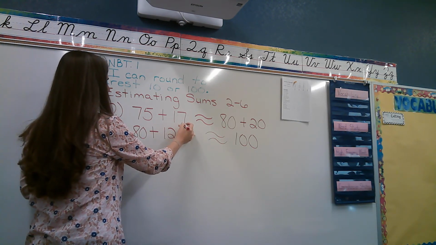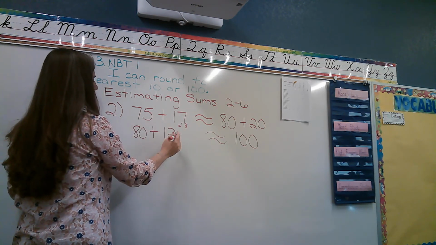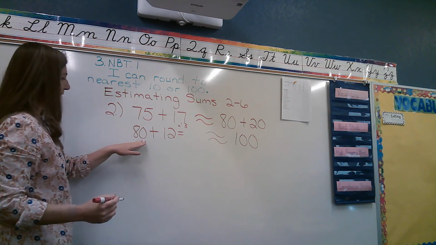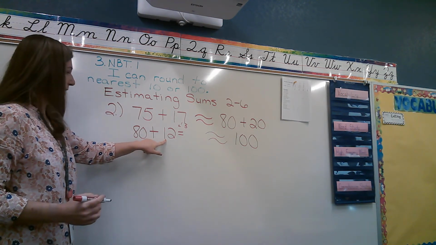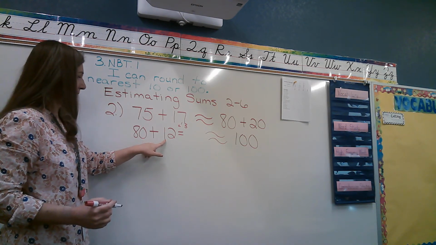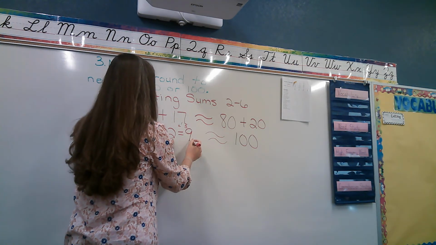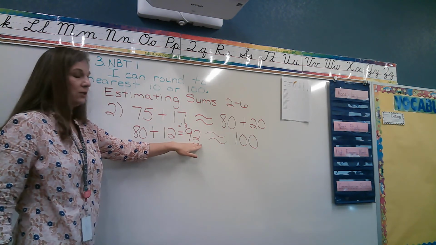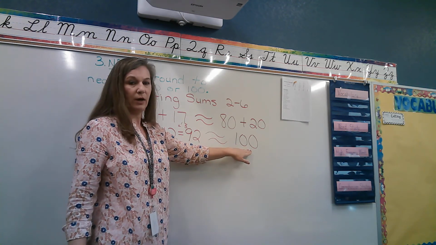If I could break this up as 2 and 5. And 5 and 5 makes 10, plus 2 more is 12. Now, if I add the 80 plus 10, 80 and 10 is 90. 90 and 2 more, 92. So, if you notice, your estimate is close to about 100.